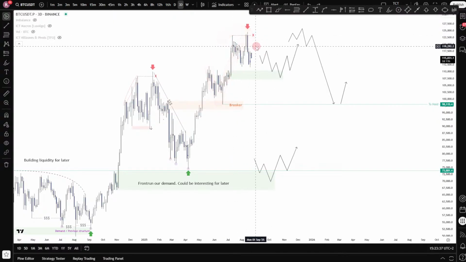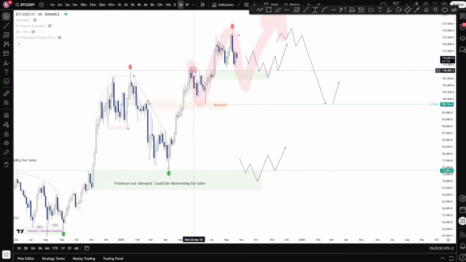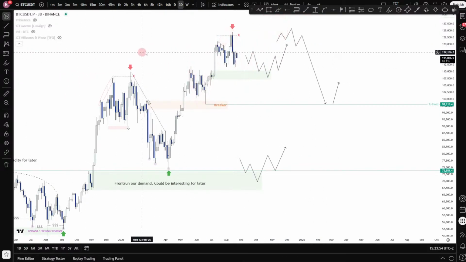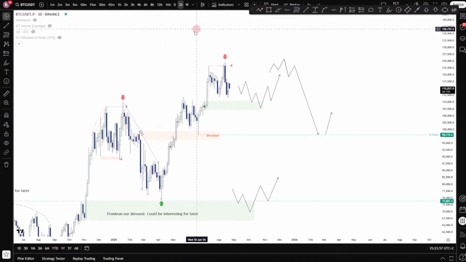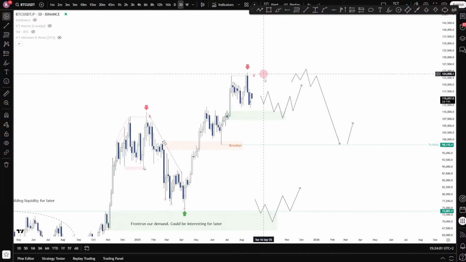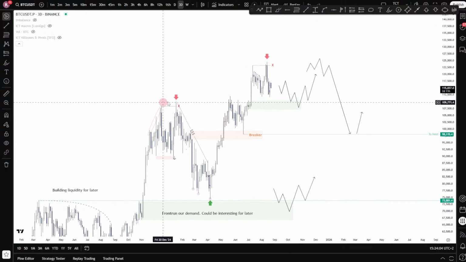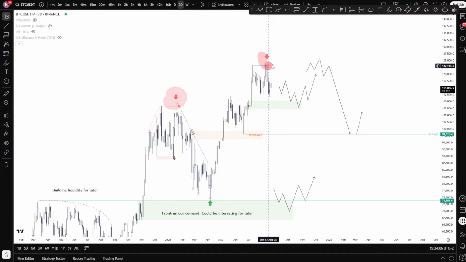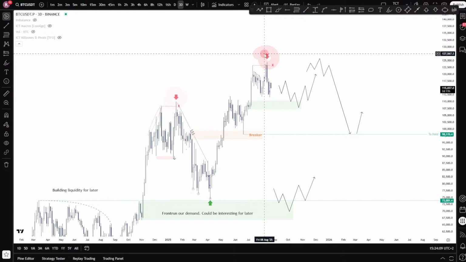This also means that our market structure is looking like this. As long as we can hold this low, we can pretty much expect market structure to continue here and keep on moving upwards. So market structure is looking great. Liquidity wise though, we have done something here which could be concerning, because you can see this red arrow here and this red arrow here. Those are market maker sell signals for me.